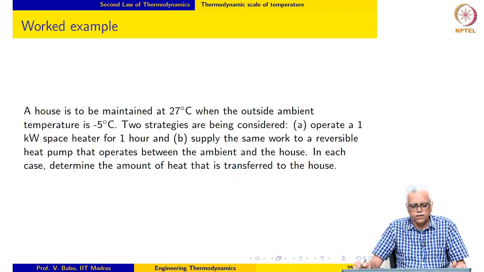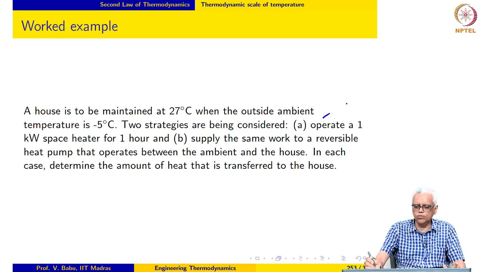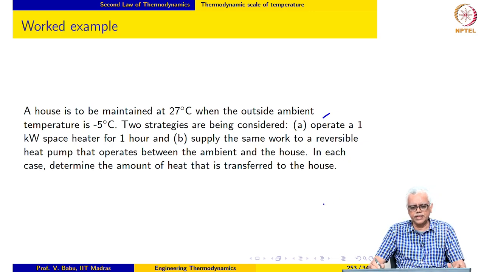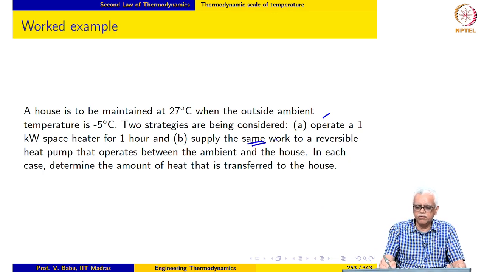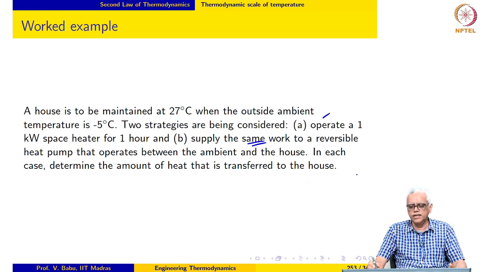and thereby increase the efficiency of the Carnot engine. So, the next example reads like this: a house is to be maintained at 27 degrees Celsius when the outside ambient temperature is minus 5 degrees Celsius. Two strategies are being considered. One, operate a 1 kilowatt space heater for 1 hour. That is simply a resistance heater that we keep in the room and it puts out heat. The other strategy is to supply the same amount of work, a certain amount of electrical work, to a reversible heat pump that operates between the ambient and the house.